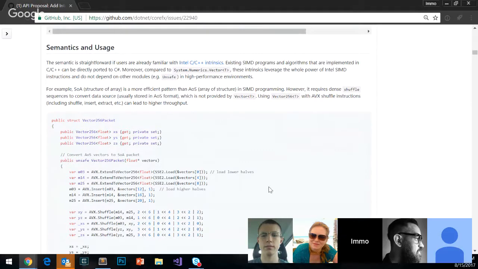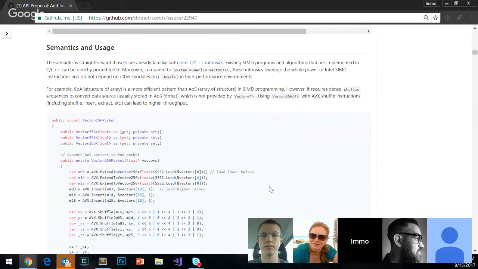In this example, we show that with this intrinsic, programmers can really control the low-level instruction, and for the current Vector<T>, it's hard to do this shuffle stuff. And the other example shows we can do the more efficient SIMD conditional branches with our blend variable or other instructions.